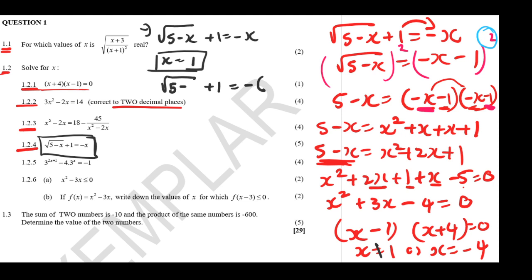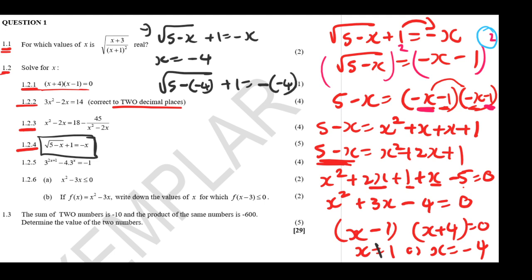And then we substitute the other solution of x now, right? In this case, x equals minus 4, right? So it's going to be the square root of 5 minus minus 4 plus 1 equals minus 4, right? And then here, we're just going to get 9 plus 1 equals 4, right? And then the root of 9 is 3, plus 1 equals 4, so it's 4 equals 4. So definitely they're equal.